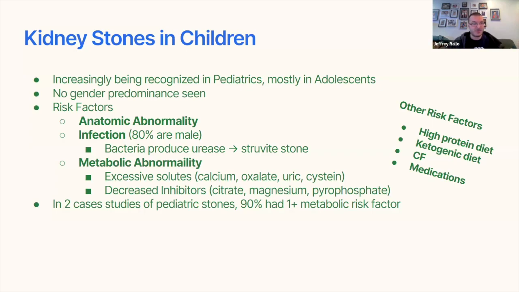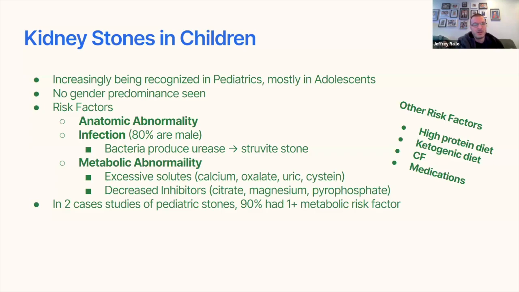The biggest risk factors for kidney stones in children are structural anatomic abnormalities that predispose you to urinary stasis or turbulent flow, and infection, obviously urinary tract infections. Of the children with infection causing stones, the majority are males. And real quick micro: the bacteria that cause your UTIs produce urease, which then down the chemical line produces struvite stones. Those are the staghorn calculi in the kidney, those fun pictures you studied for Step 1.